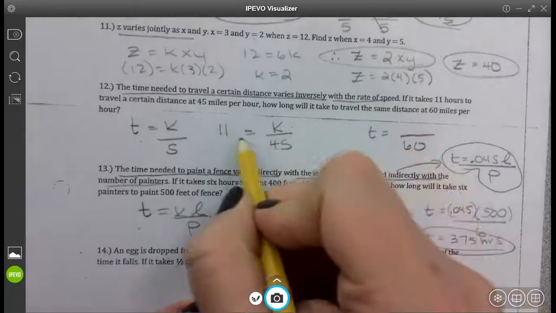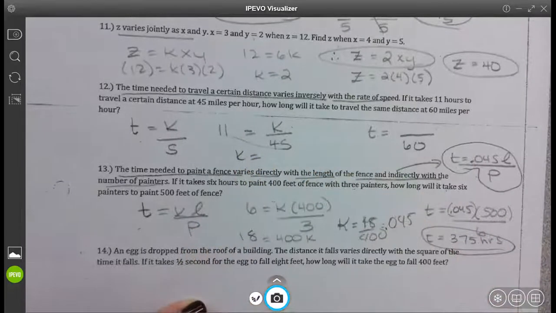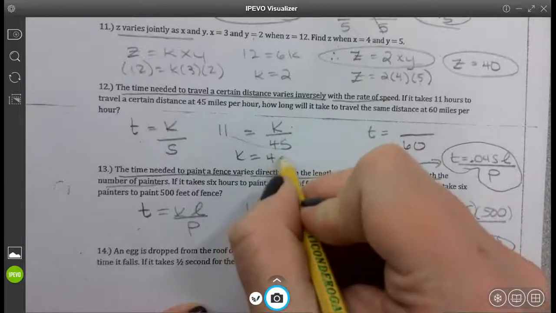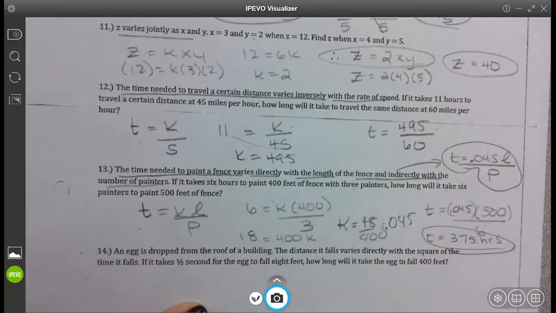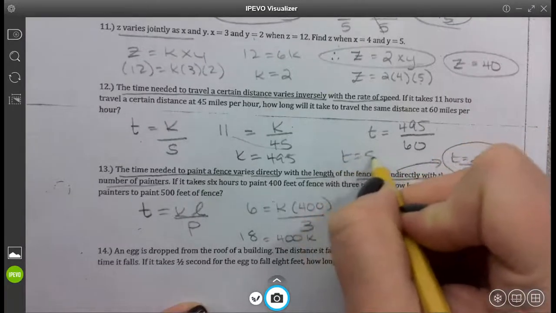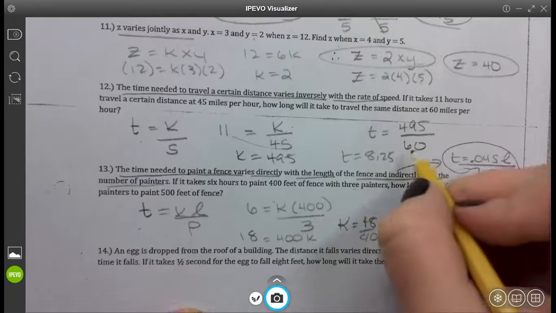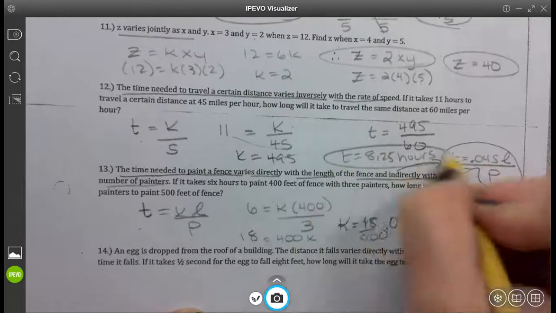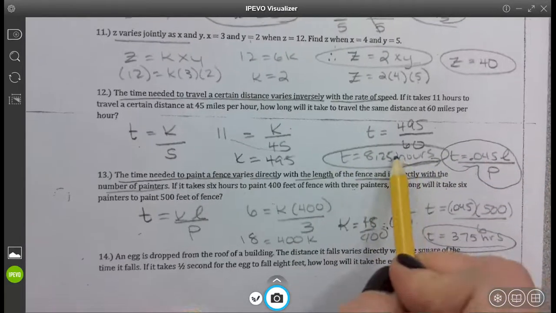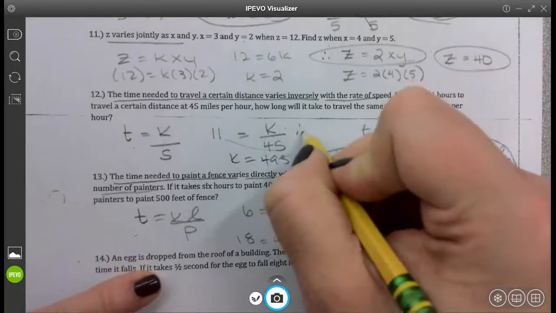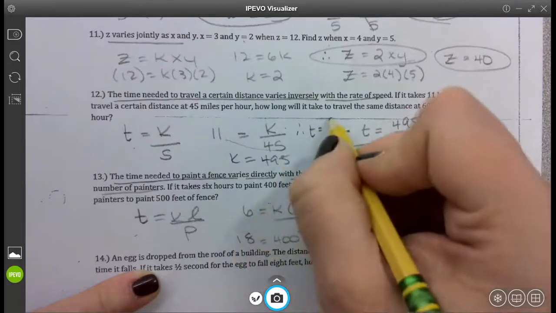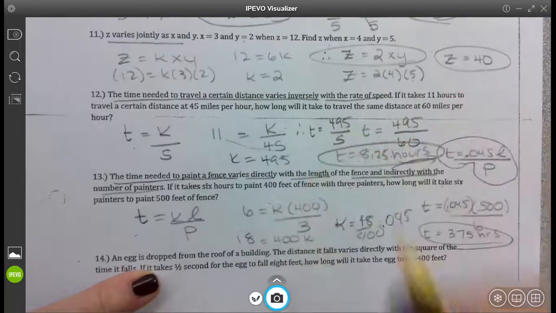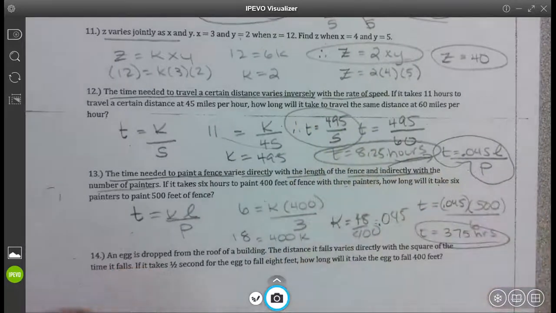So if I move 45 to the other side, K equals 495, and 495 divided by 60 is 8.25 hours, because 11 was hours. Well, I wrote the piece of missing information, but did I write the equation? No. Therefore, my equation is time is going to always be different, and so is speed, but this relationship between them is not. So I should always have two answers.